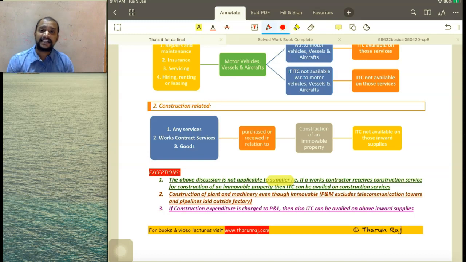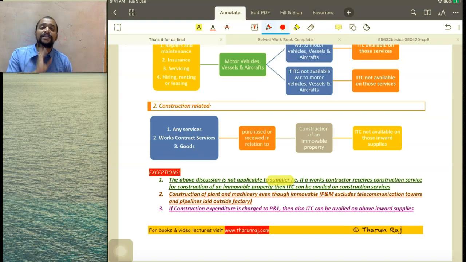Then second option, I can receive construction services, and the material required, I need to buy and give it to the builder or constructor. So I am receiving construction service. Can I take ITC? No. Now I am buying the material from the market, like cement, bricks, steel, iron, etc. I am purchasing. Can I take ITC with respect to that? No, I cannot take ITC with respect to that. So, three items in relation to construction of an immobile property are blocked credit.